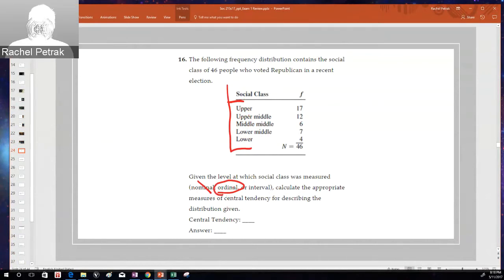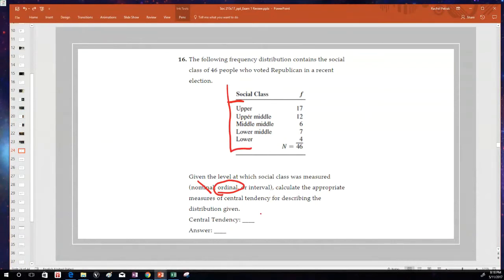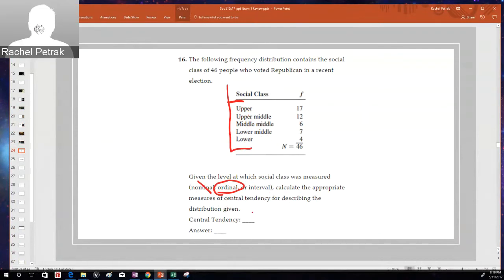Given that this is an ordinal variable, what would be our most appropriate measure of central tendency? The mode, the median, or the mean? Well, we could get a mode for this, certainly. We can get a mode for any variable, and we know that the mode would be upper. It's the most common score. But we want to use the most complex measure of central tendency. So if the median is a valid measure here, then we should use the median. And because these variables have a clear order among them, we can use the median.